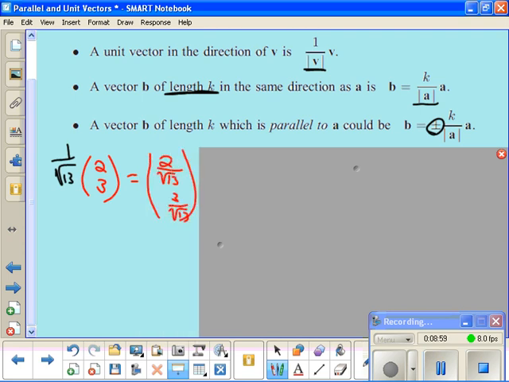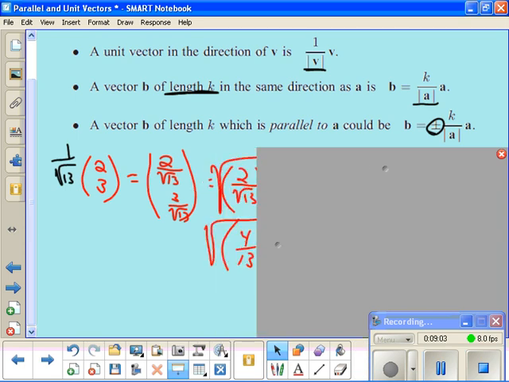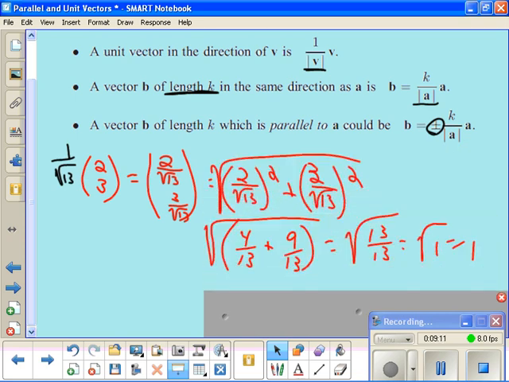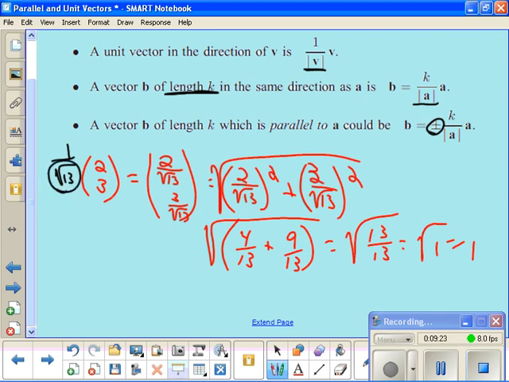That's the unit vector. It has a length of 1, and if I wanted to confirm that, I would simply do all of this work. Square them, add them, square root them, and I see that it has a length of 1. But all you do is find the magnitude of the vector, which is the square root of 13, put 1 over that, times the vector itself to get my unit vector.